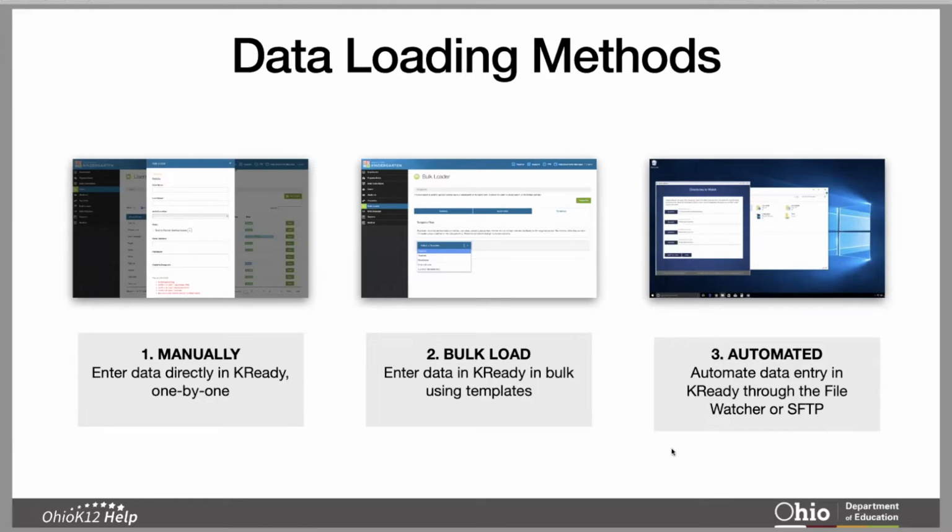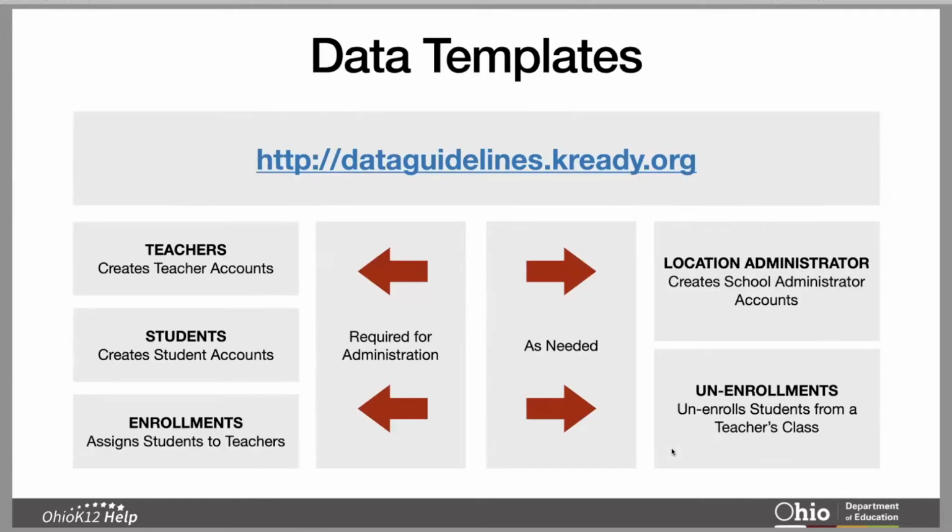So let's take a look at the data templates. The way the system works is it uses CSV files that contain fields of information that you're going to load into the system that allows the system to essentially track or collect information. There are templates that the system uses for the types of data that needs to be added. You can find information about those at the Data Guidelines website. The link is listed there at the top of the screen. And there you'll find information not just on those templates, but on how those templates can be used.